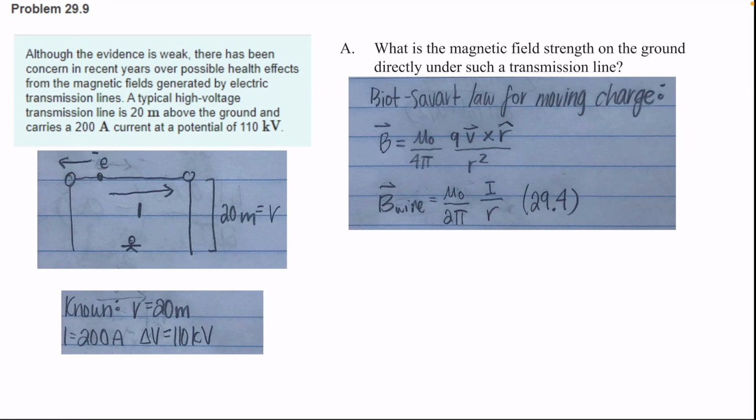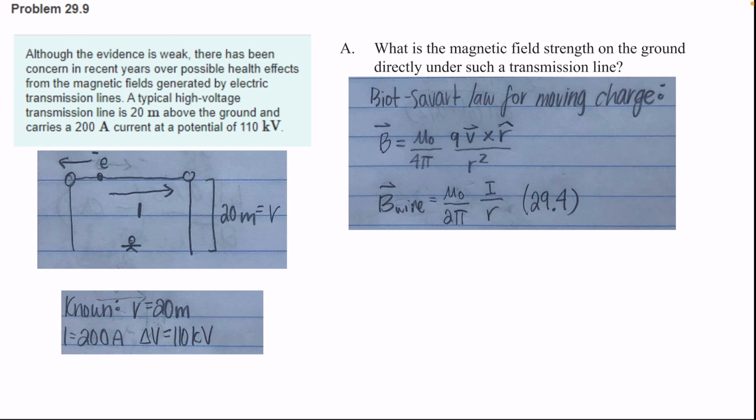So problem 29.9 states that although the evidence is weak, there's been a concern in recent years over possible health effects from the magnetic fields generated by electrical transmission lines. A typical high voltage transmission line is 20 meters above the ground and carries a 200 amp current at a potential of 110 kilovolts.